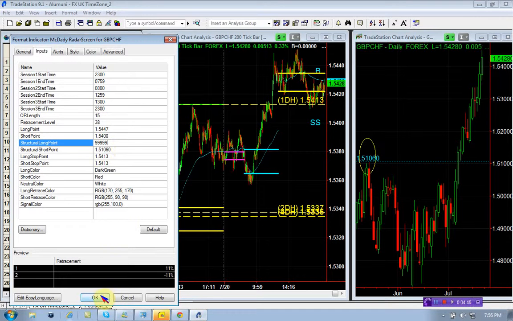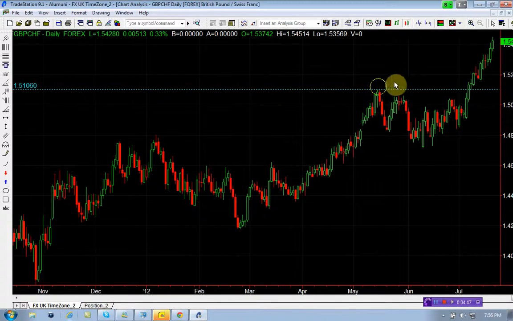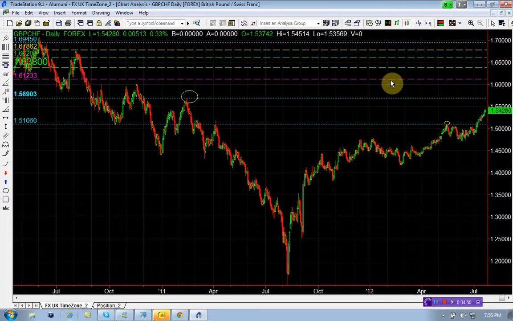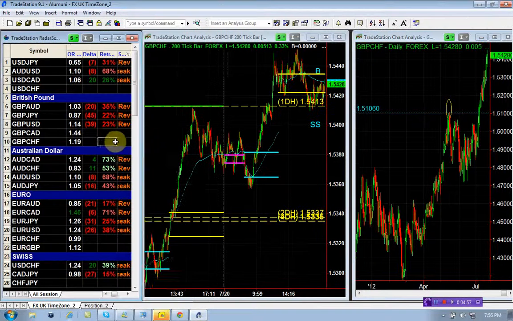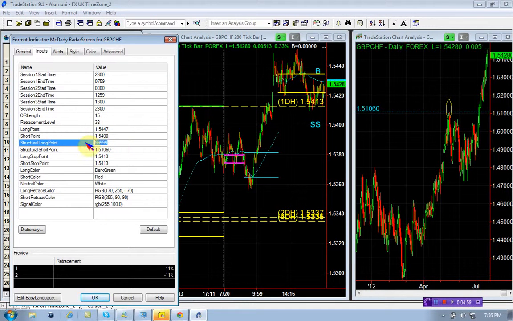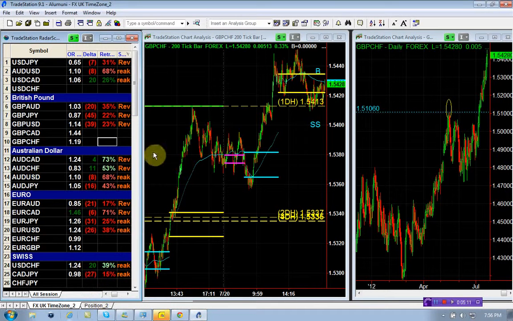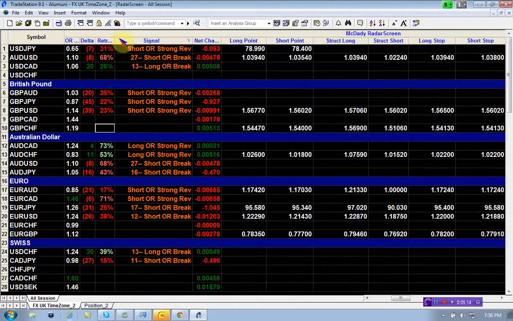And the structured long point, I don't know if we have anything. The next one is the 156.90. So the next structure long is the 156. So we have a good 500 pips still to the upside, and there is every chance that this can happen because, as I said, we are having a bear market in the Swiss. Okay, so this is the pound Swiss.